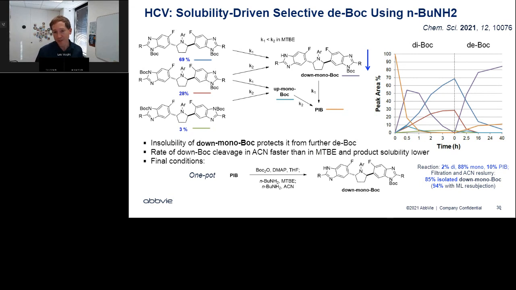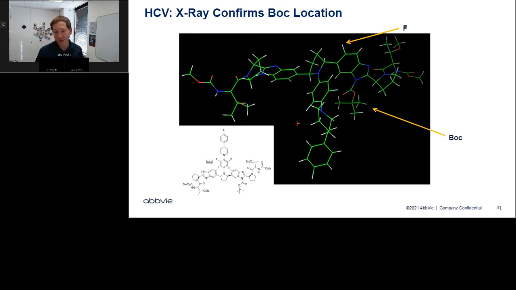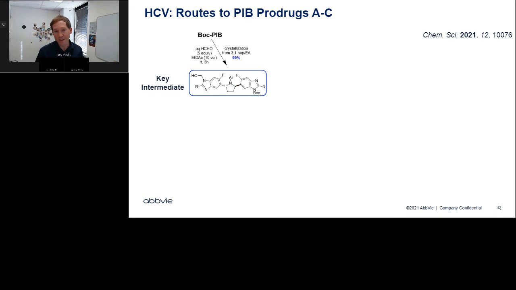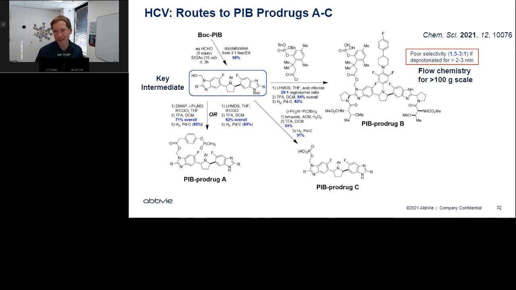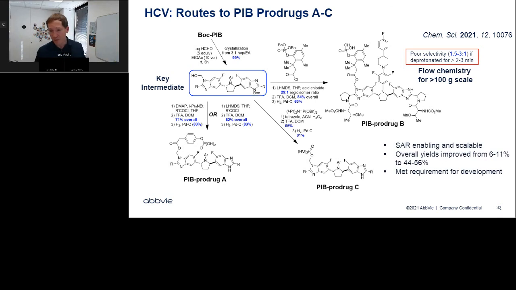So with this, we showed unambiguously that we had the right isomer through an X-ray crystal structure, and then we were able to advance this key intermediate after hydroxymethyl formation, a second crystallization-induced selective benzimidazole alkylation with paraformaldehyde. This key intermediate could be advanced to all 3 prodrug classes. And in the interest of time, I'm not going to go over any of the details here, but we did publish this paper earlier this year if you would like more information. So this was really SAR enabling and greatly improved the yields of all the lead candidates in this project, and therefore really met the requirements that development has set out.